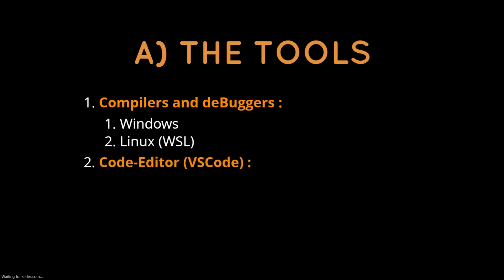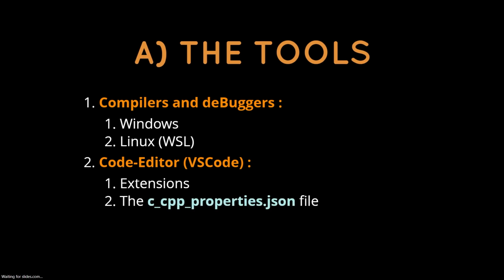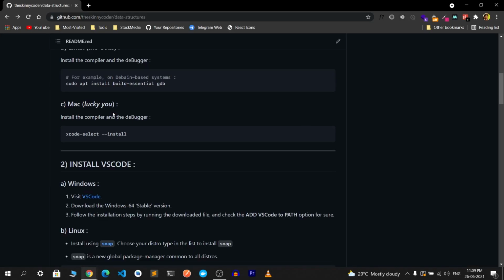Now, for the code editor, we'll be using Visual Studio Code, which is a go-to for whatever development you are into. In Visual Studio Code, I'll also show you what extensions are required for C and C++ programming in general, not only just data structures. And I'll also show you the most important c_cpp_properties.json file, which is a very important file when it comes to C and C++ programming. Alright, so let's dive in.